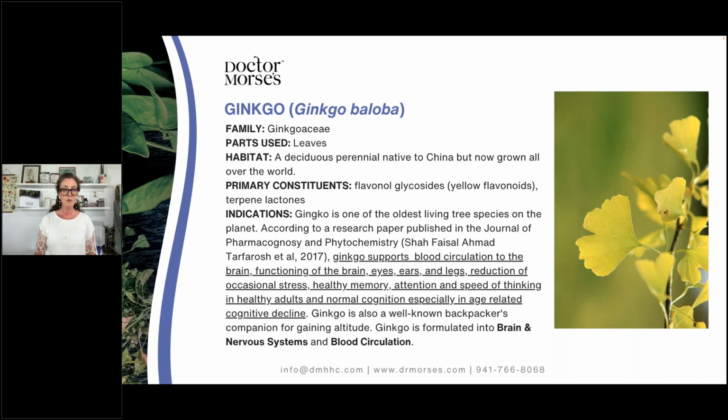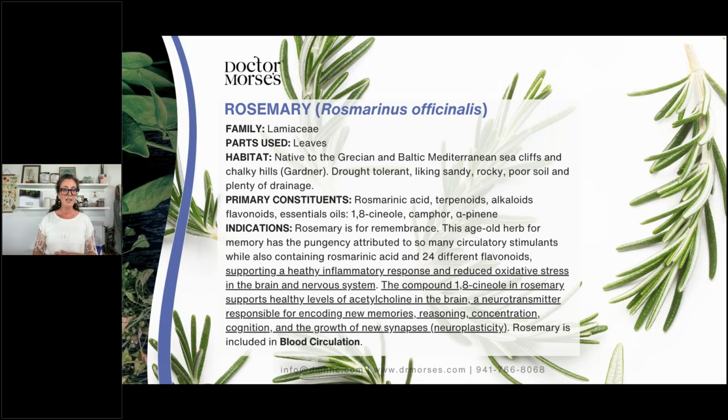Okay. And then rosemary. Rosemary for remembrance. It's the age-old herb for memory, and it's very pungent. So it's warming, it's stimulating, it's a catalyst. Yes, so it's added to formulas to heat them up and to help support the stimulation of the nervous system so that blood can move all throughout the body and deliver all those wonderful healing phytochemicals everywhere. It supports healthy inflammatory response and reduced oxidative stress in the brain and nervous system. It's also got the compound 1,8-cineol, which helps to support healthy levels of acetylcholine.